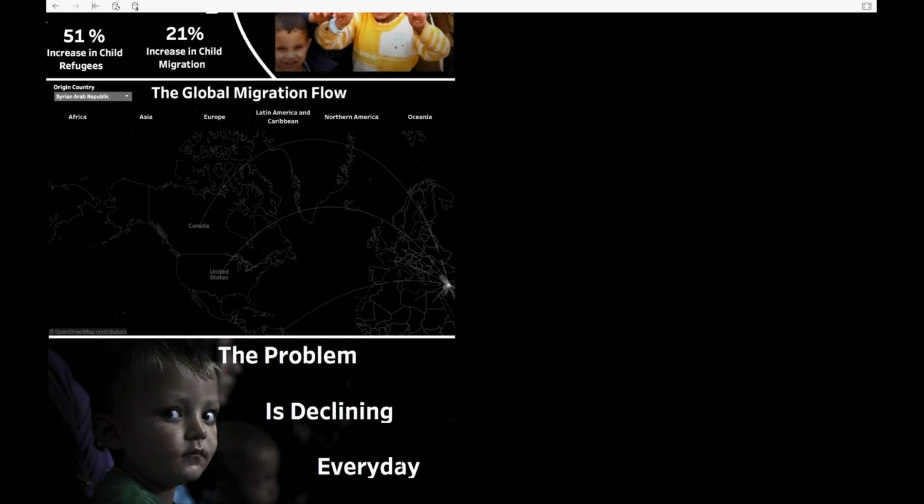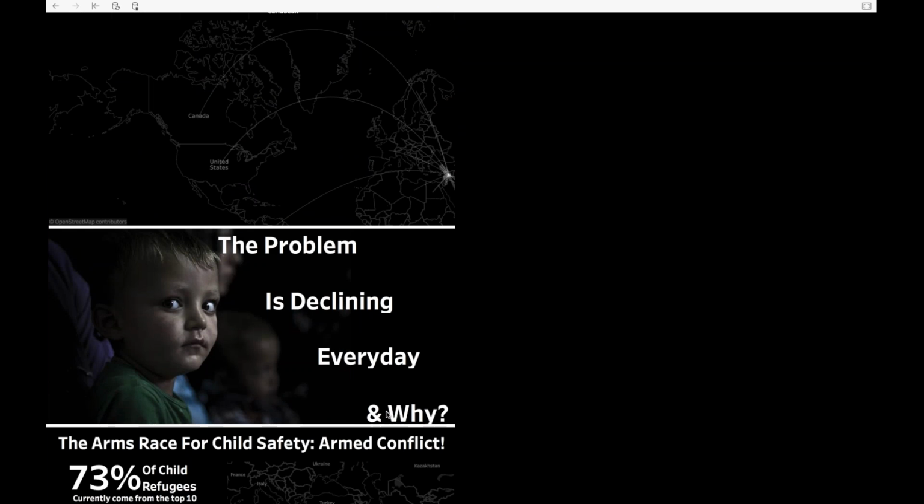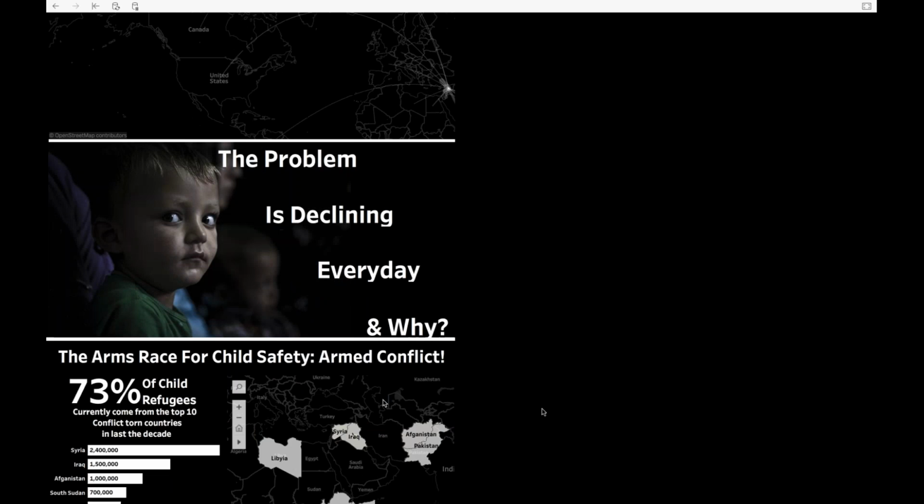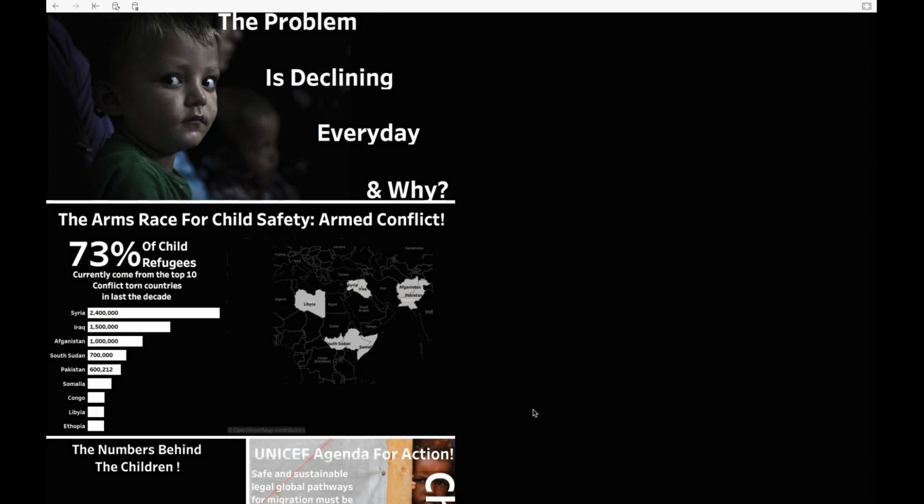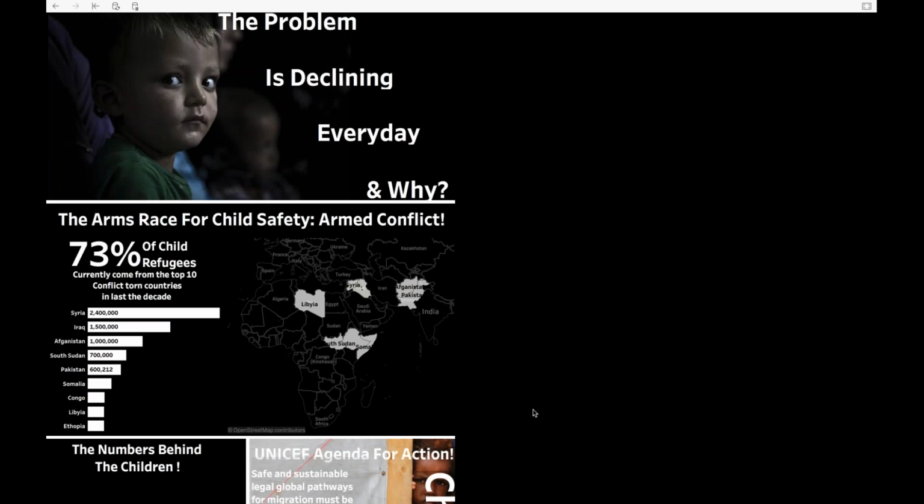So basically, just another infographic on problems declining every day and why. And then I went further down to the arms race for child safety, the armed conflict pathway within the story, showing that 73% of the child refugees currently come from the top 10 conflict-torn countries in the last decade. So talk about Syria, Iraq, Afghanistan, South Sudan, Pakistan. So that was just a nice little summary there, to be honest.